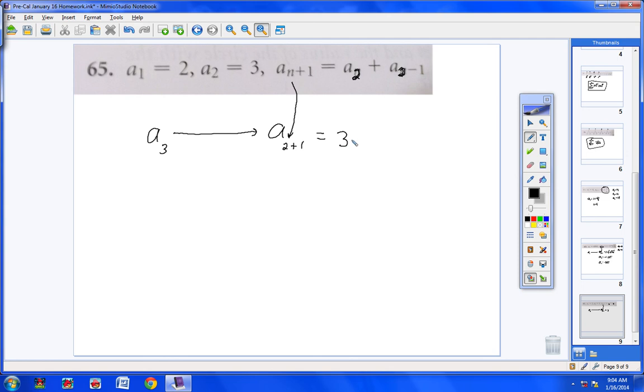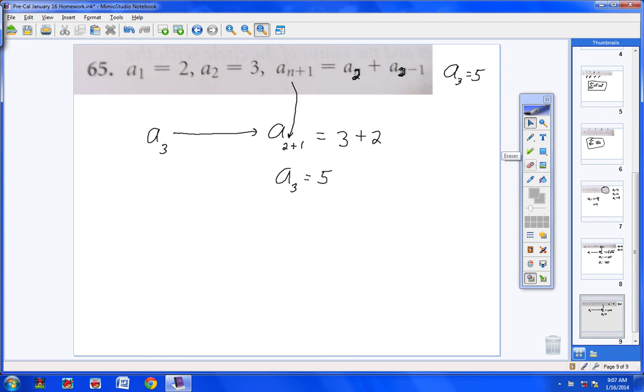So put a 3 plus a subscript 2 minus 1. 2 minus 1 is 1. So a subscript 1 is 2. And so when you add those together, you are going to get, let's see here, 2 plus 1 is 3, so a subscript 3 would equal 5. So we found our third term. A subscript 3 is 5.